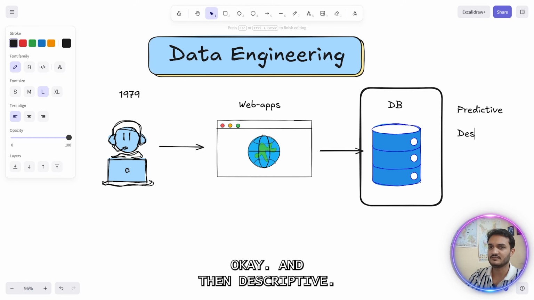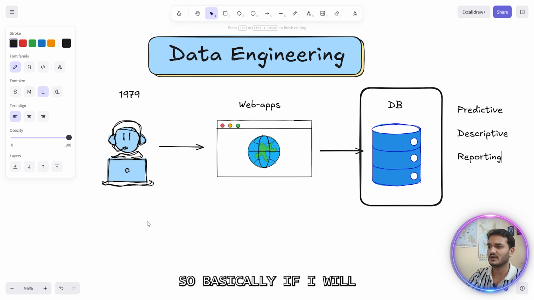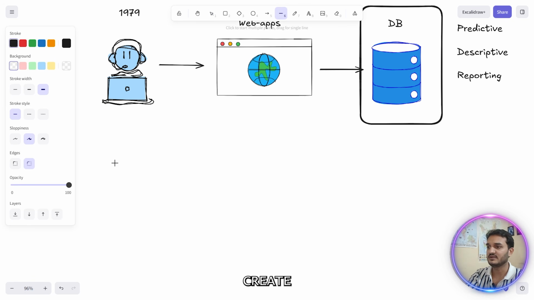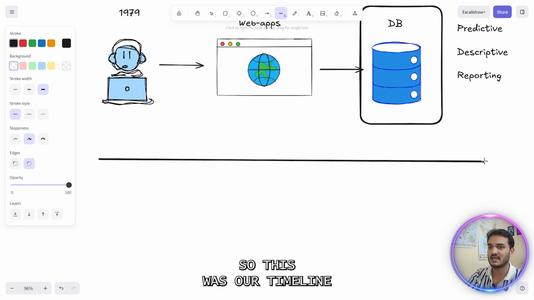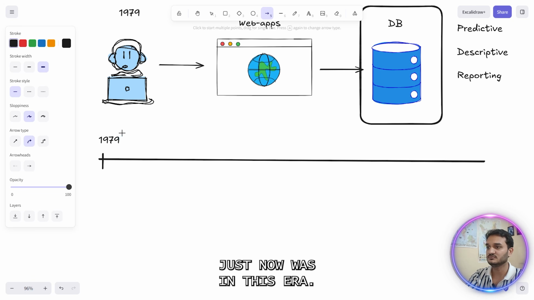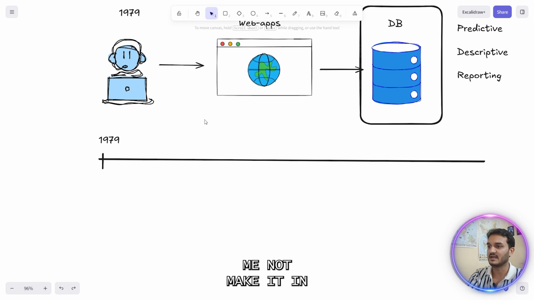and descriptive analysis, and then they also started reporting. All of these three things used to happen at that time. So if I develop a timeline here, let me create one for you. This is a timeline, and we are in the era of 1979. Everything I told you just now was in this era.